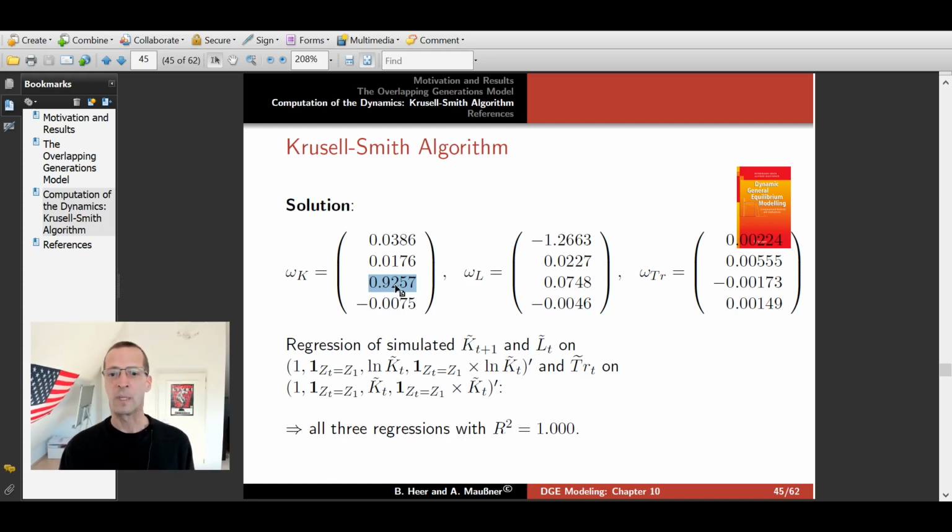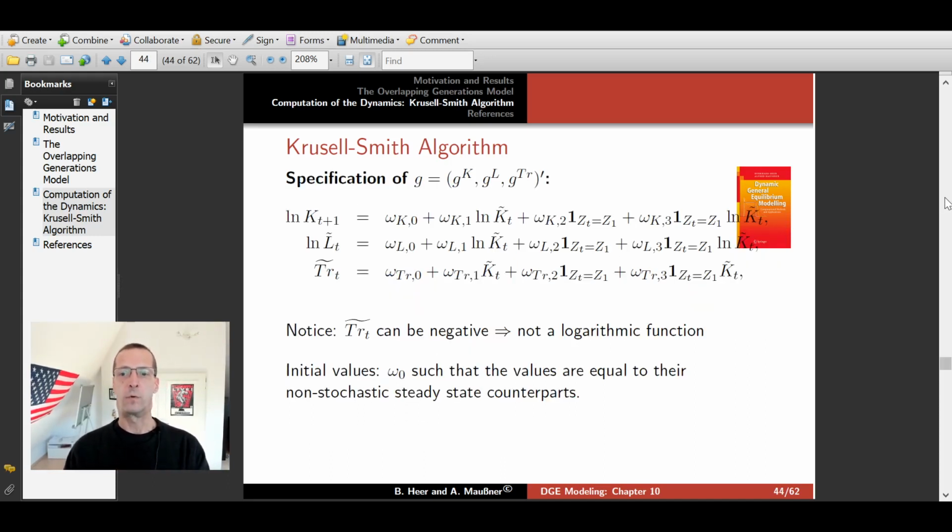It's smaller than 1. And this looks like a reasonable solution. Now we get to these coefficients by regressing log k_{t+1} on log k_t and our index function here. And we find that our regressions yield a very high R squared. It's basically indiscernible from 1.0. So we can be quite confident here that our parameterization, our choice of this functional form, as shown on the top of slide 44, is a reasonable one.